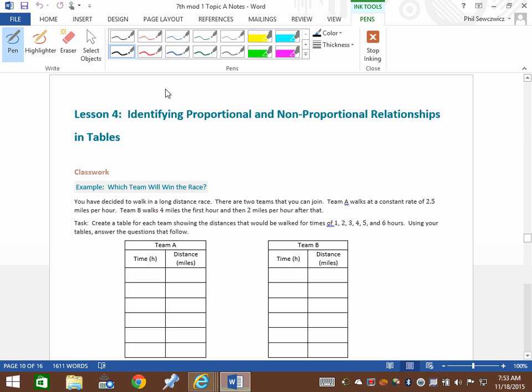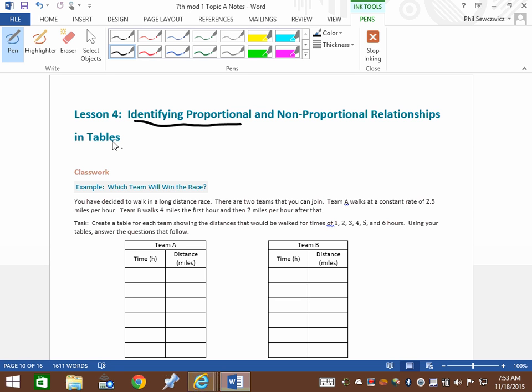So anyway, we're looking at lesson 4. And again, if you look, it's kind of like, hey, wait a second, haven't we talked about you? Yeah, identifying proportional and non-proportional relationships in tables. But again, we just slowly modify, so it's not just one day we see it and we move on to something totally new. We see it once, and then we do a little bit more with it. So, let's see what we got going on here.